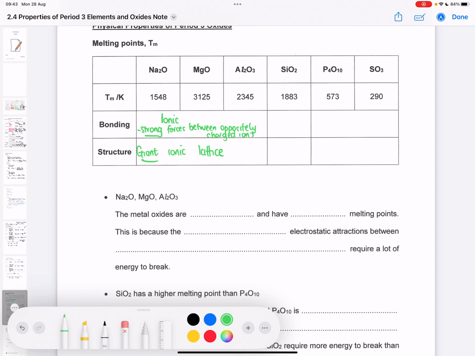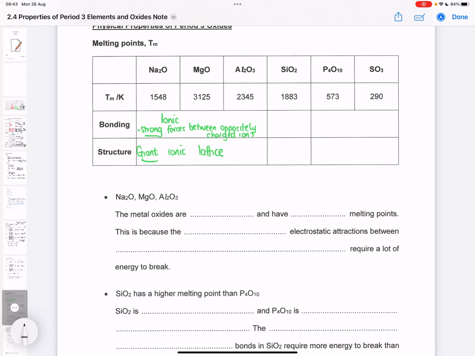And then on the other side, we've got our silicon oxide, phosphorus oxide, and sulfur oxides. So they're all non-metal with non-metal. Now you can see there's a little bit of a division here, there's a line, and that's because silicon oxide, so silicon 4 oxide or silicon dioxide, is macromolecular. So don't forget carbon, diamond, silicon, silicon dioxide, macromolecular.